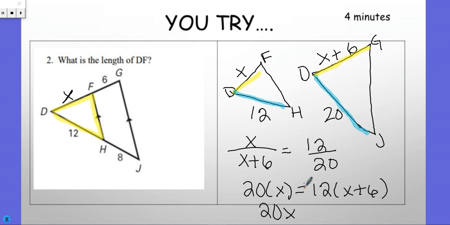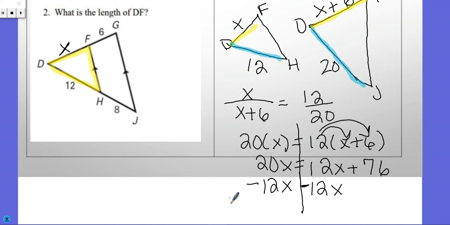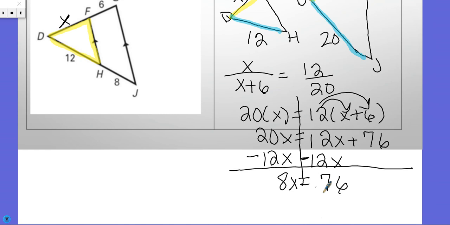So we get 20x. I'm going to draw the line. On the right side, I need to distribute. So I'm going to distribute, equals 12x plus 12 times 6 is going to be 76. And you can use your calculator if you need help with that multiplication. Okay, so now the 12x is on the wrong side. It should be on the left side, so I need to move it to the left side. And here we get 8x equals 76. And then divide by 8, x equals, let's see, I gotta grab the calculator for that one.